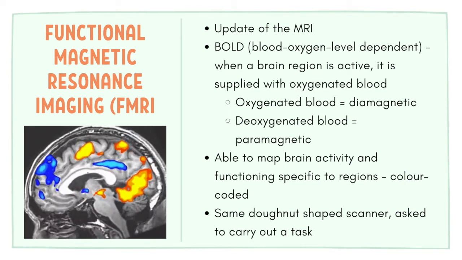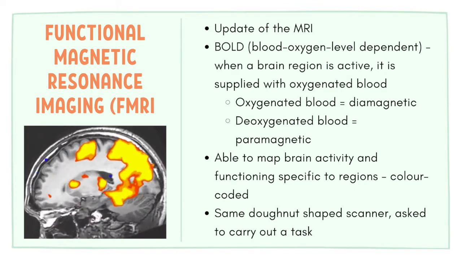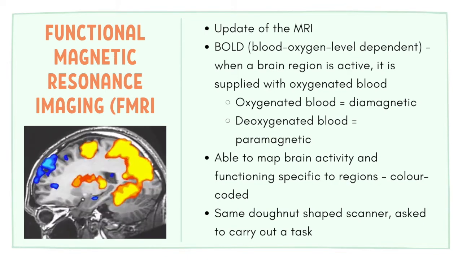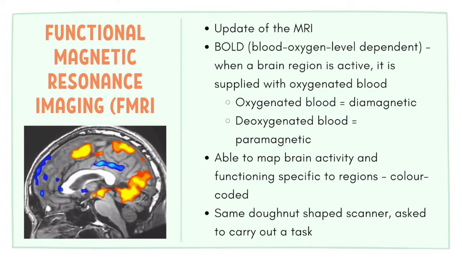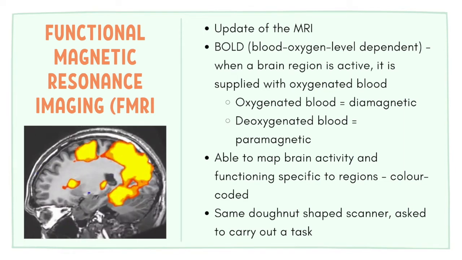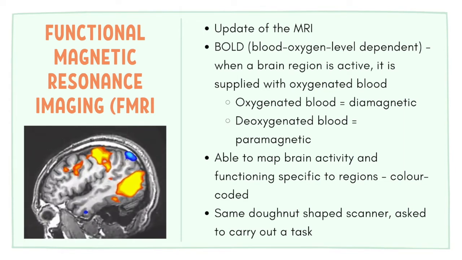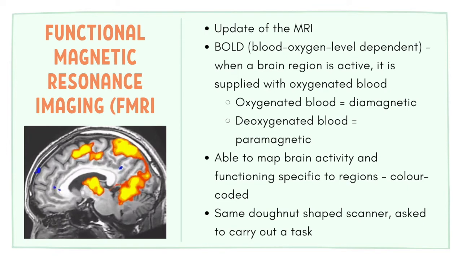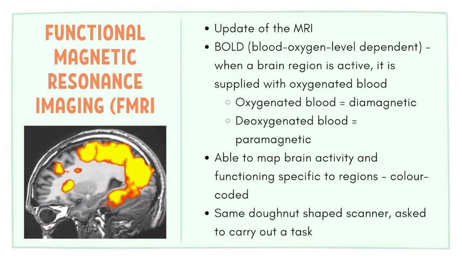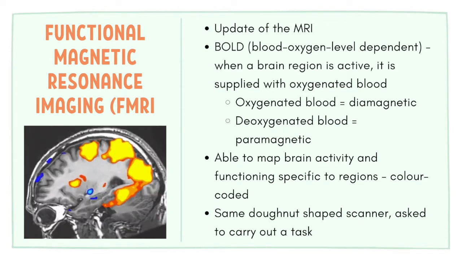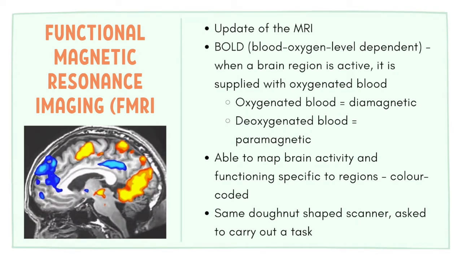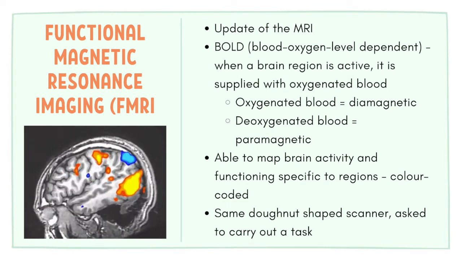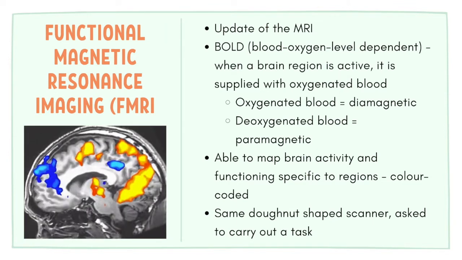This advancement of the MRI takes into account that when a region in the brain is active, there is an increased supply of oxygenated blood. Okay? Oxygenated blood is diamagnetic and deoxygenated blood is paramagnetic. We don't really need to know what that is, but basically there are different magnetic properties of oxygenated and deoxygenated blood, and the fMRI is able to detect these changes and produce an understanding of the brain activity in relation to a specific task that they're doing or stimulus that they're exposed to.